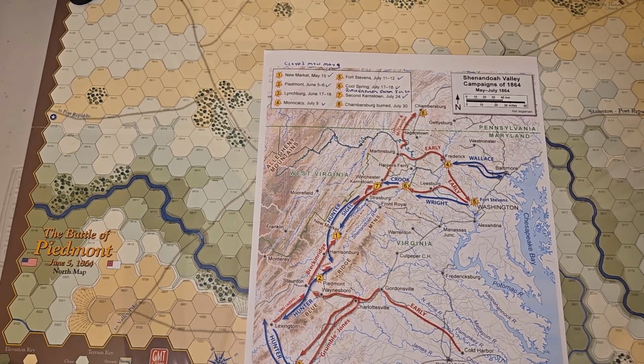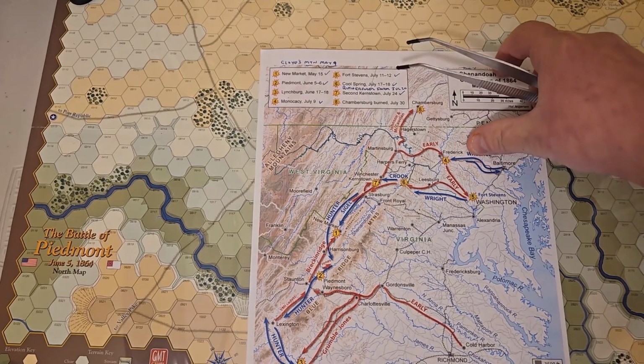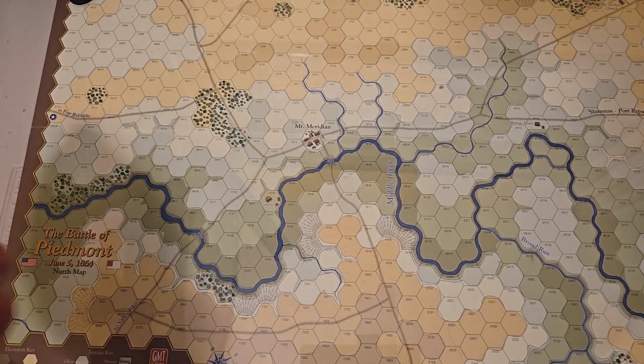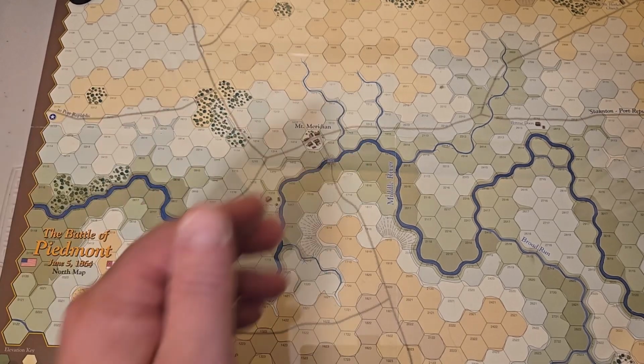And what happened with this again was more of a meeting engagement. What we're looking at here is that Hunter was moving down his cavalry, scouting out in front of his infantry, moving down from Staunton to try to attack and destroy Imboden before he could hook up with Jones and defeat them in pieces rather than the whole thing.